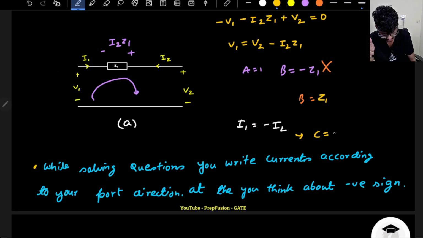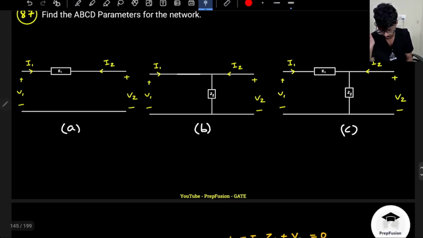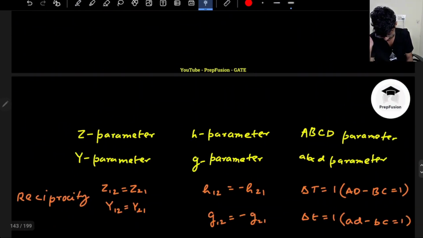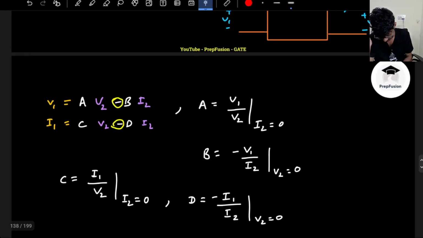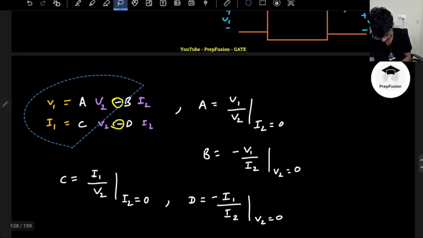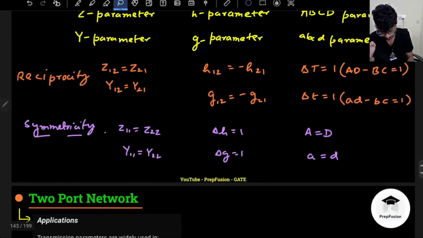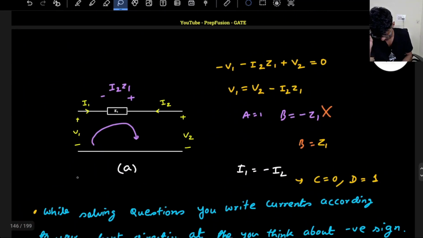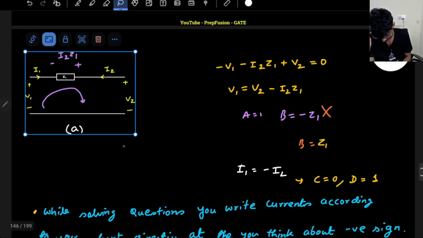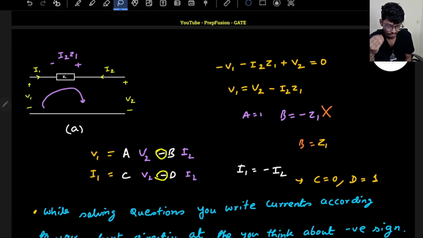That means my C is 0, and my D is not minus 1, it is 1, because already in the equation I have a minus sign. So whenever you get confused in the question, always write down the equation. So I will write down the equation, and then that confusion is not there.